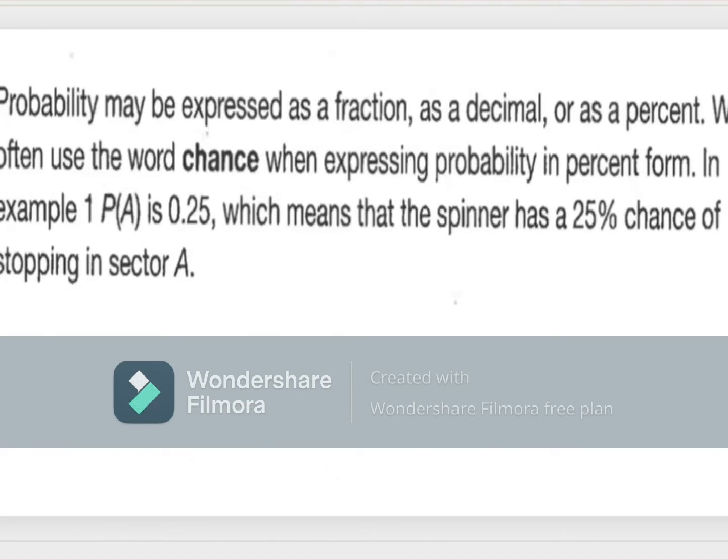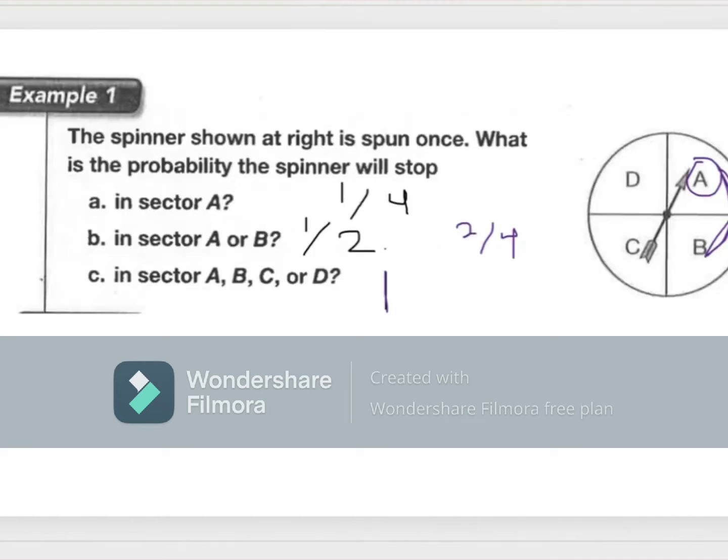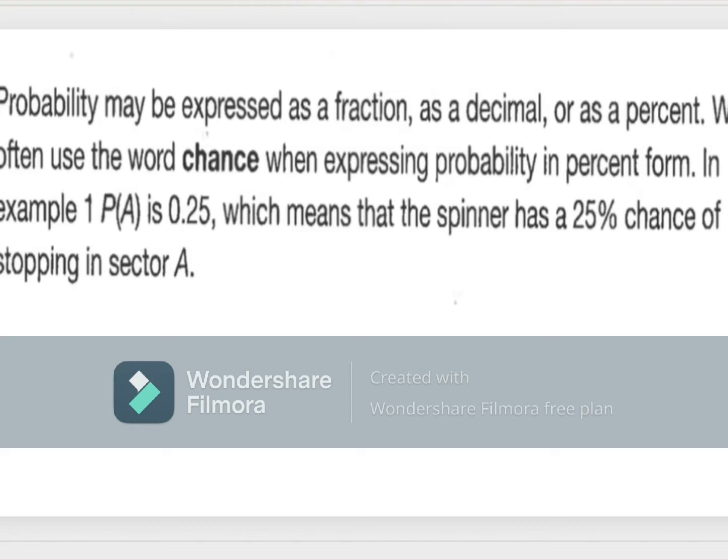Okay, so now we're talking about probability may be expressed as a fraction, as a decimal, or as a percent. We often use the word chance when expressing probability in percent form. In example 1, probability of A is 0.25, which means that the spinner has a 25% chance. Now remember, probability of A was 1/4. And that's where they're getting the 0.25, because we know that 0.25 is the decimal of 1/4, and 25% is the percent that goes with 1/4.